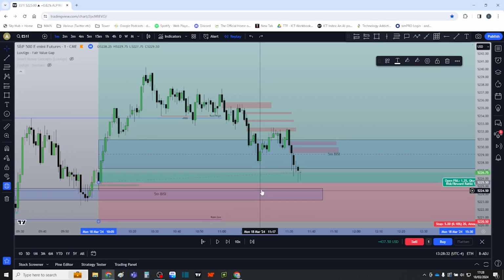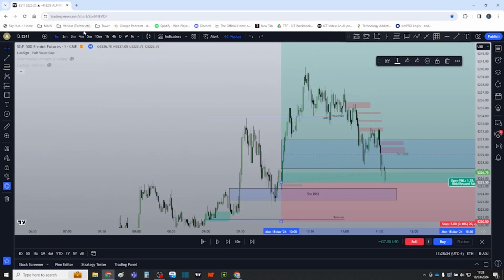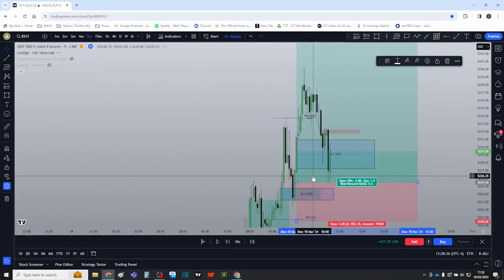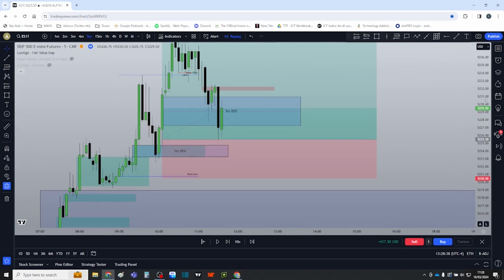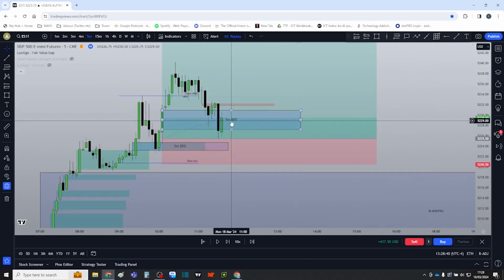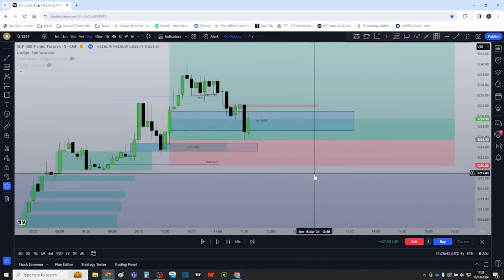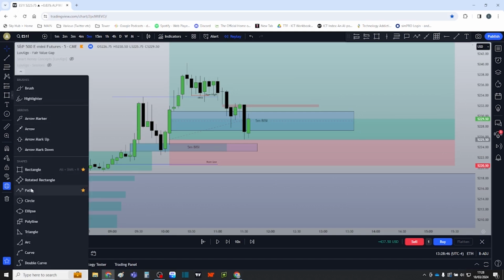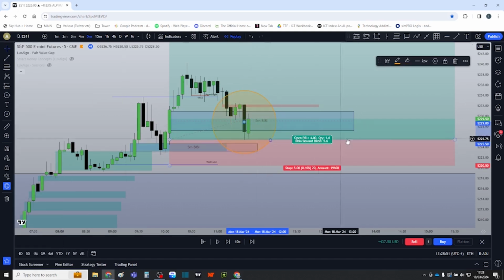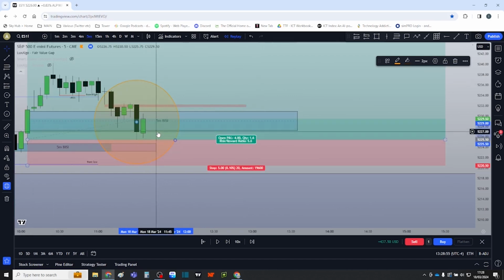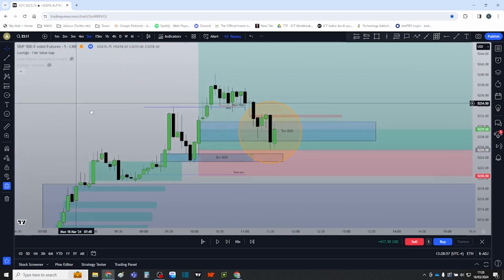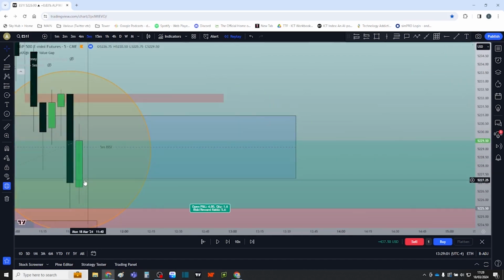There we go. So now, if we go on to the 5 minute, that there is a telltale that we're going to keep going down. Look at this candle here. This candle right here is the telltale sign that we are going to carry on going lower because it is closed below. I'll zoom right in and give you a nice clear view. It's closed below this BISI.